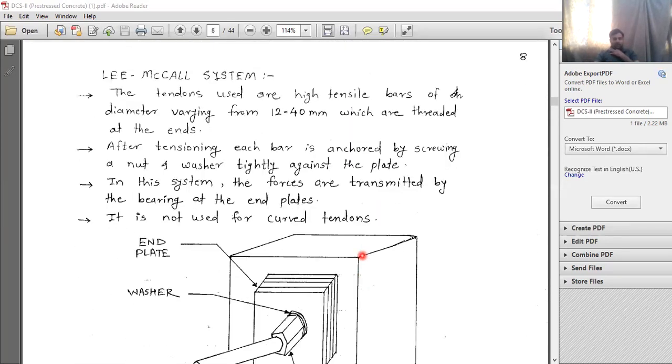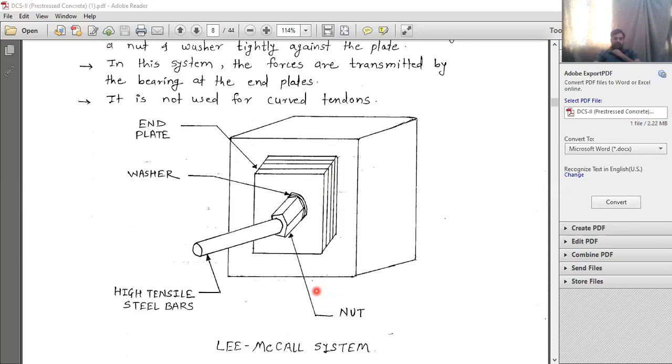Then the last one is the Lee-McCall system. You can see here the high tensile steel bars. This is called the nut. These are the washers. These terms we already know: nut, bolt, washers. So here nuts and washers are there. These are the end plates, the plates which are attached.